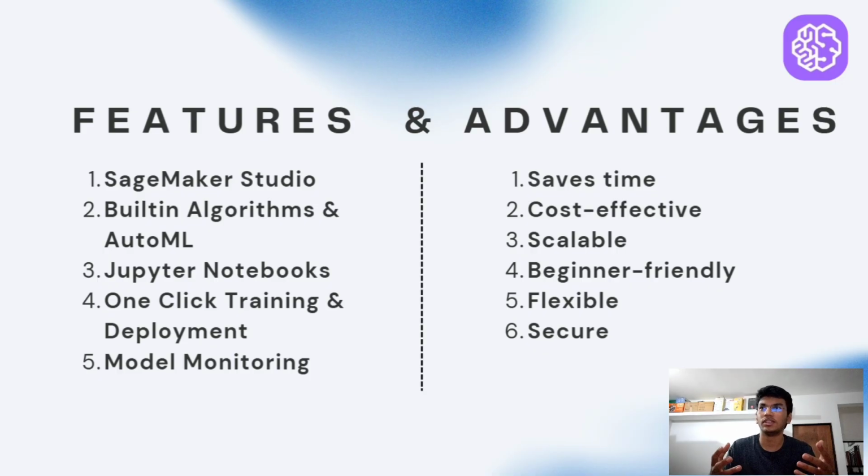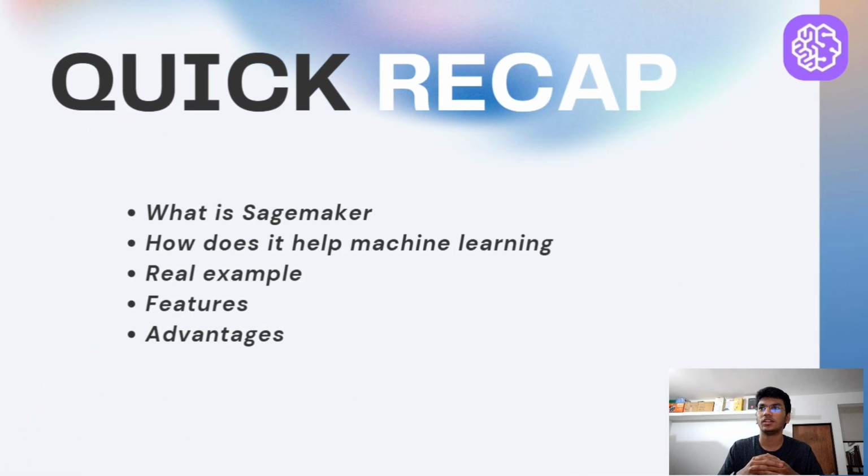Then let's take a quick recap of what we saw in the basics of SageMaker. First is what SageMaker actually does. Then how it helps machine learning. Then the real examples, that is, of the real estate company, then also Netflix and other e-commerce and healthcare examples. Then we saw the features of AWS SageMaker and also the advantages of AWS SageMaker.